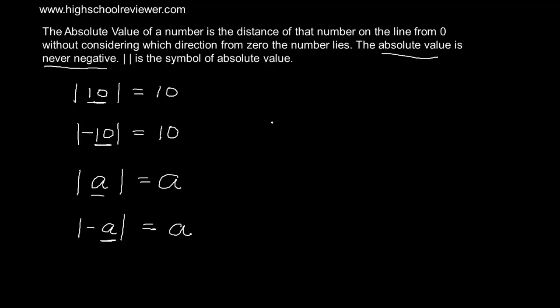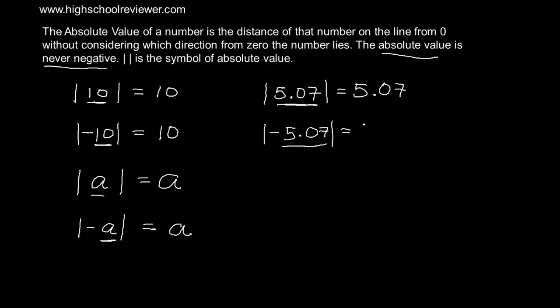Okay, let's have another example. How about if we are going to find the absolute value of 5.07? The same rule applies. It is the number itself, or it is the integer itself. So we are going to include here the whole number and the decimal points. So the absolute value of 5.07 is 5.07. How about the absolute value of negative 5.07? The absolute value of negative 5.07 is the integer itself, so this would now be 5.07. So the absolute value of positive and negative is the same. It is the integer or the number itself.